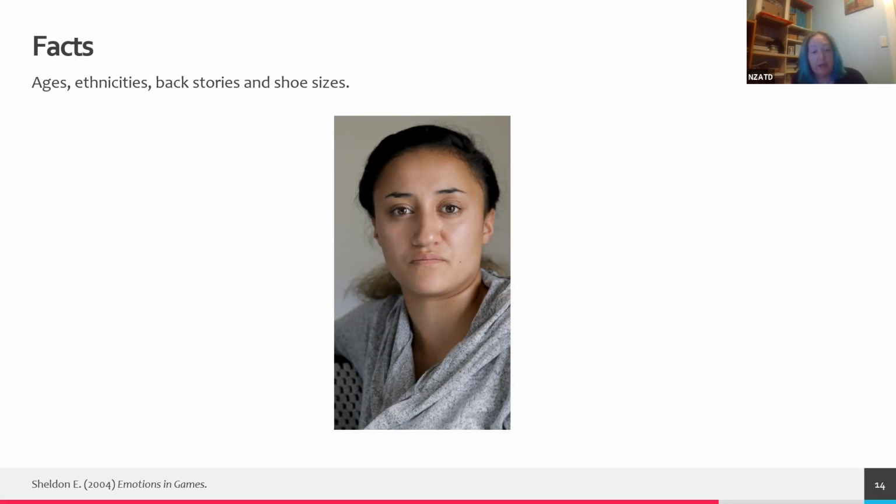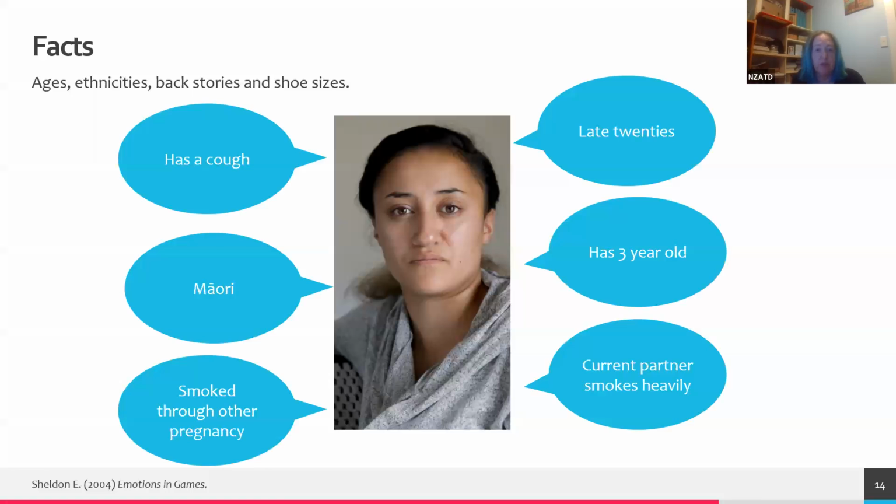For example, if we look again at the woman I was talking about, Rigi. So we often look at ages, backstories, the ethnicities. So she's in her late 20s, she's got a 3-year-old, her current partner smokes heavily. So these are all facts and backstories, and they will help me, but they are not going to help me really write a believable character that's going to answer me, that's going to talk to me.